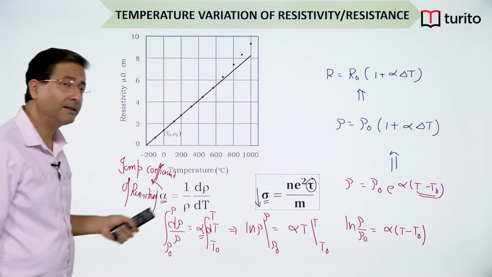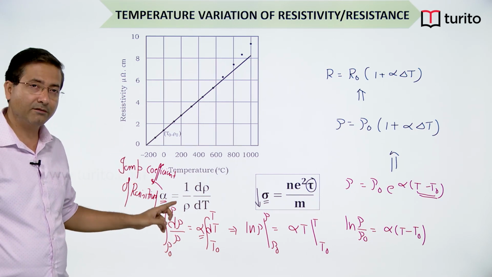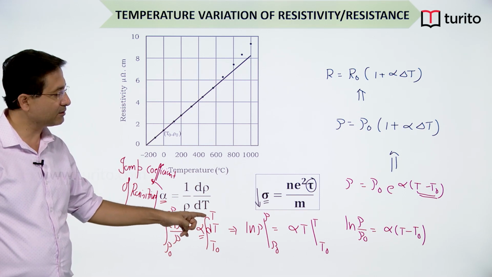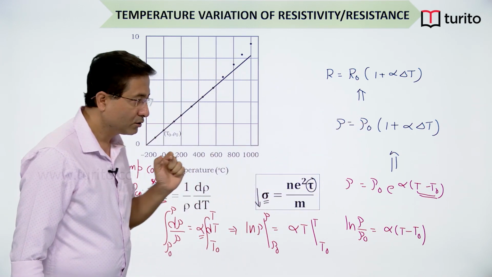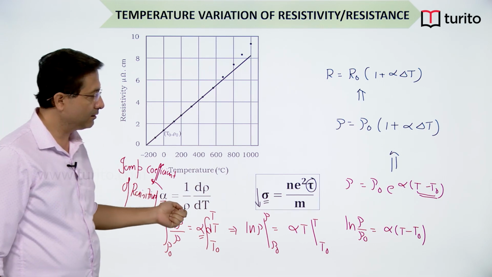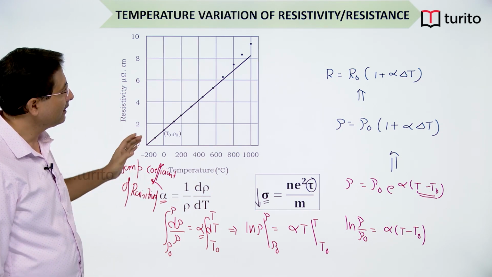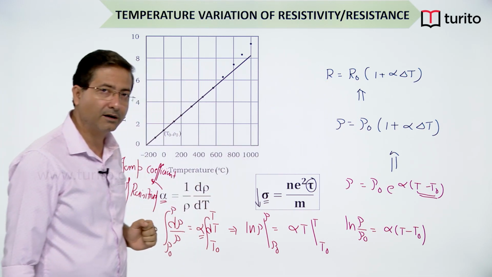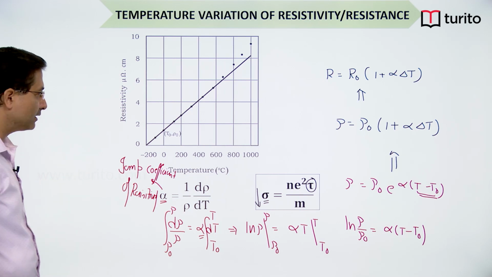Now, in the derivation, we have assumed alpha to be constant. In any question, if alpha is given as variable, you cannot take alpha out. If you cannot take alpha out, you need to integrate this expression with respect to T, and then you are going to get a totally different result. So, be careful whether alpha is given constant or variable, and accordingly we will proceed. If nothing is said, we will assume alpha to be constant, and accordingly we will apply these two formulas, R is equal to R naught (1 plus alpha delta T), or rho is equal to rho naught (1 plus alpha T), okay.